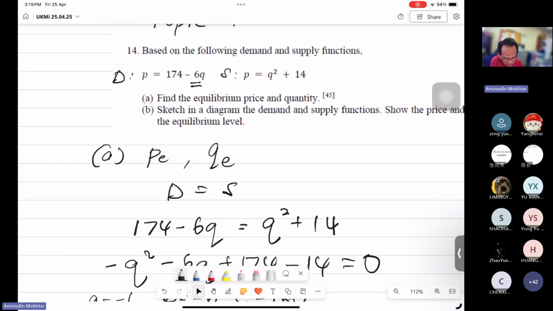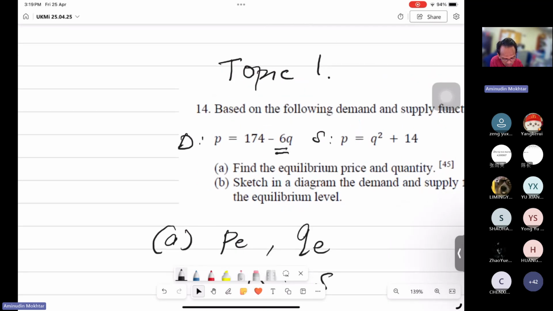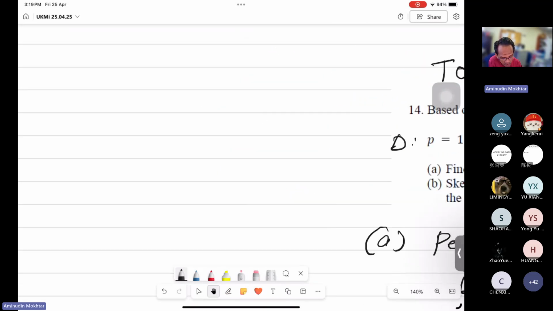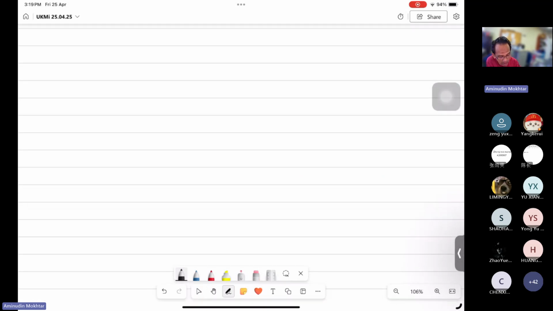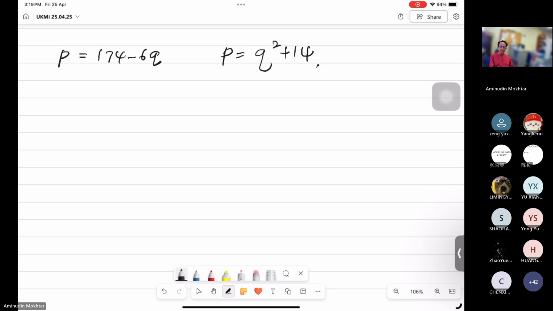Okay, now I will show you how to sketch the graph. We have two equations here. P equal to 174 minus 6Q for demand. And then we have another P for the supply, equal to Q squared minus 40. So now we need to draw these lines.